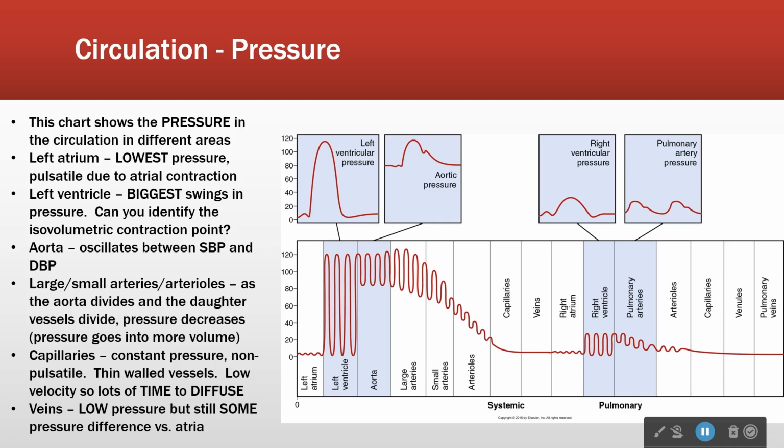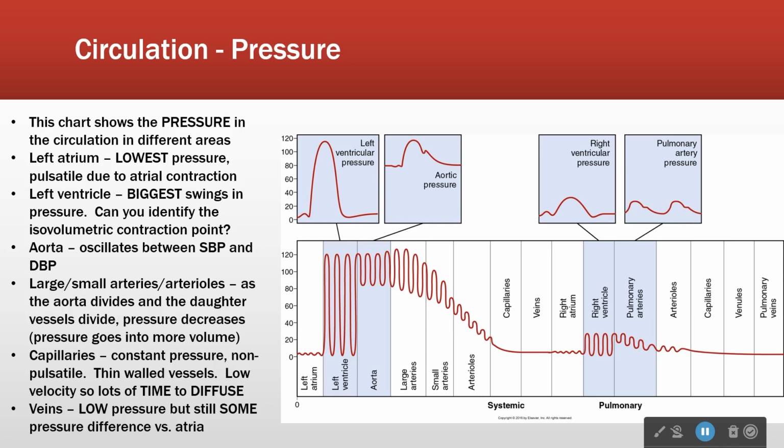Okay, now our aorta starts to branch. Now we're into your anatomy, right? So the aorta branches and branches, and we see the pattern, large arteries, small arteries, arterioles. Okay, we still see big swings between systolic and diastolic. We even see, if you look really carefully, there's actually a subtle increase in systolic pressure.